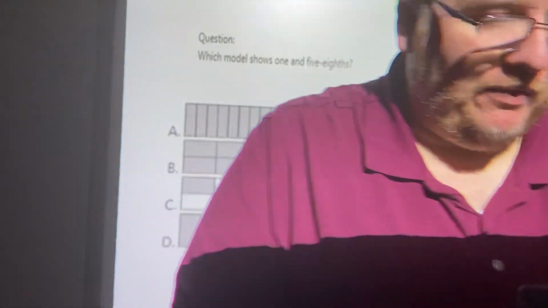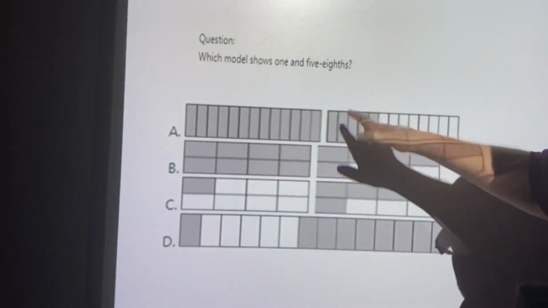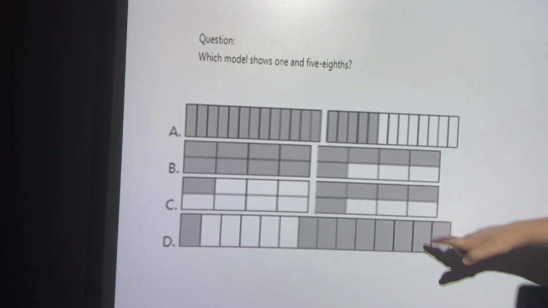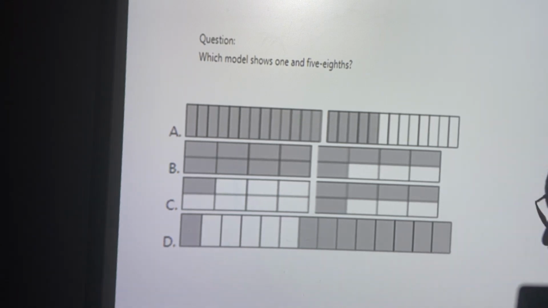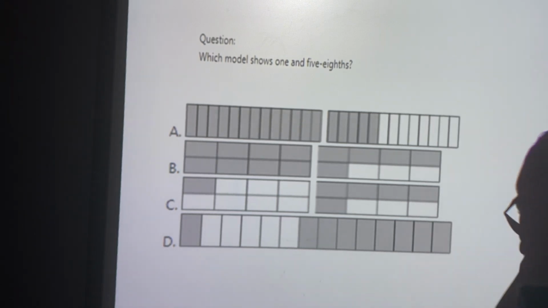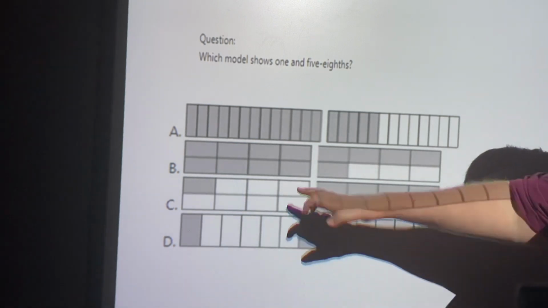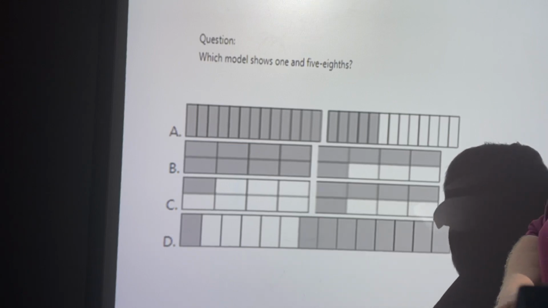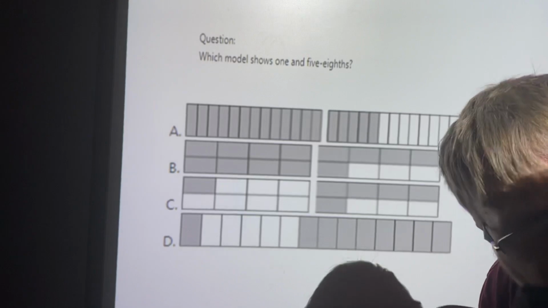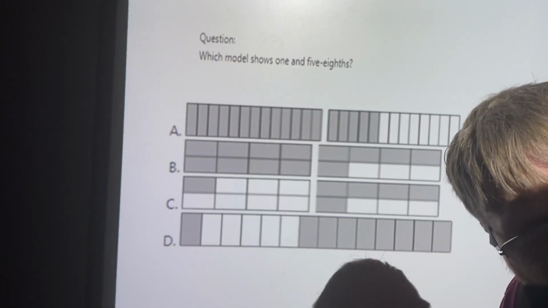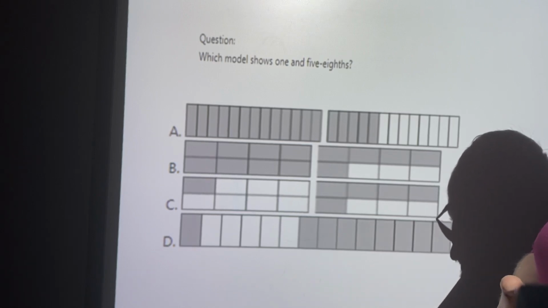So, what did y'all draw for 1 5/8? Which one? A, B, C, or D? You drew B. Why? Because it has 8 parts, and the first one is full, and then the second one has 5. Okay. Tyler, is that what you drew? Yeah, that's what you drew. Do you agree with her answer B? Or do you disagree? You think it's a different answer?